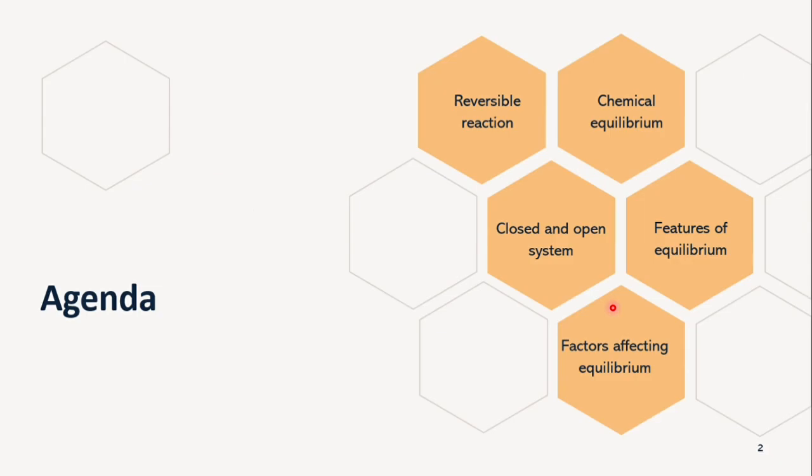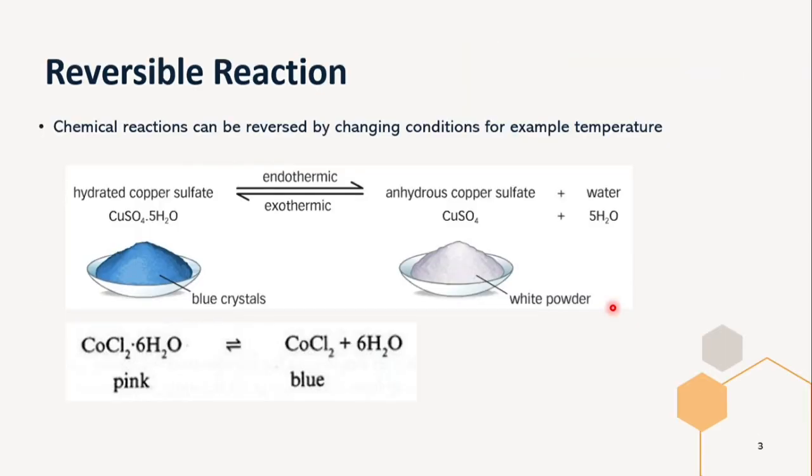So we have a normal reaction where there is a reactant and it gets converted to the product. And the second type of reaction is where the product can again form the reactant. This is represented by a reversible sign. Okay, and the reaction can be made reversible by changing the reaction conditions. For example, we can change the temperature, the pressure, the concentration, etc.